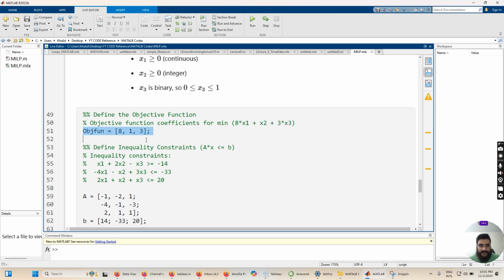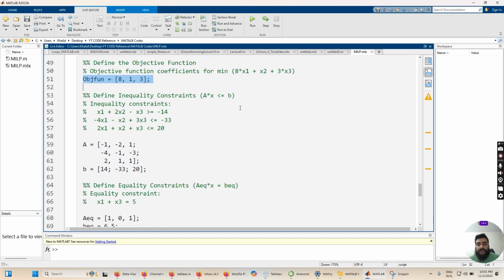Now, after you have defined the objective function, let's move on and define our inequality constraints. In order to define inequality constraints, you have to remember that they must be represented in this form, that is, Ax should be less than or equal to b. For this reason, we are going to change the coefficients of our first inequality constraint to make it represent this form. That can be easily done by multiplying by a minus sign on both sides, and by doing that, we convert this form into this form, Ax less than or equal to b. For the rest of the two inequality constraints, we have less than or equal to minus 33, and 2x1 plus 2x2 plus x3 is less than or equal to 20.